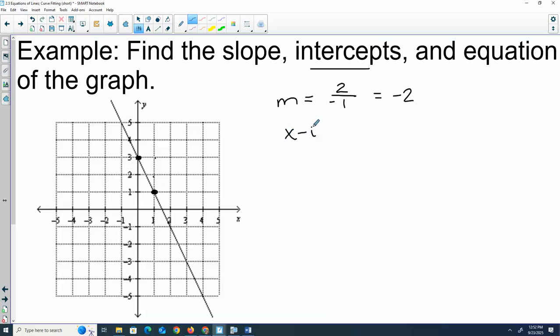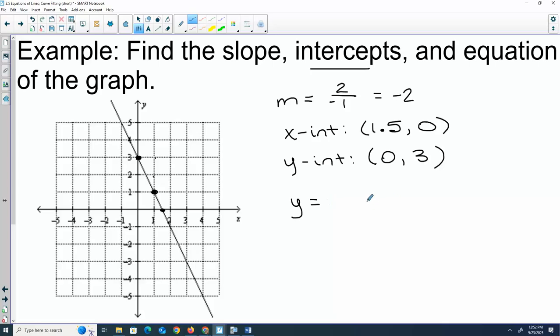Intercept, so x-intercept, y-intercept. How do you find an x-intercept? Where it crosses the x-axis. What does that look like about? 1.5. If I wanted to write it as an ordered pair, what's my y value? 0. Y-intercept is where we cross the y-axis. What would that be? 0, 3. Okay, equation. Y equals mx plus b. We have all the stuff. M is negative 2. X. What's b? 3, the y-intercept.